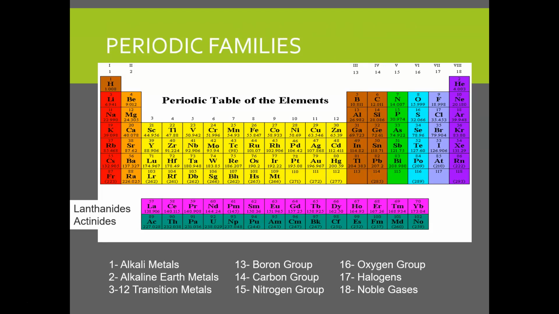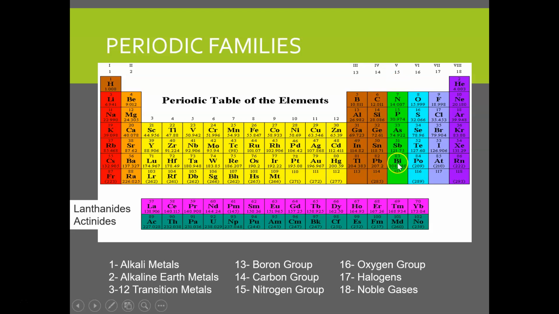As I mentioned before, the columns on the periodic table are called families. The family name can be divided based on the group. Our first column here is our alkali metals. Our second column is the alkaline earth metals. Everything in this lower middle section is our transition metals, 3 through 12. Then group 13 is our boron group because it starts with boron. 14 is our carbon group because it starts with carbon.